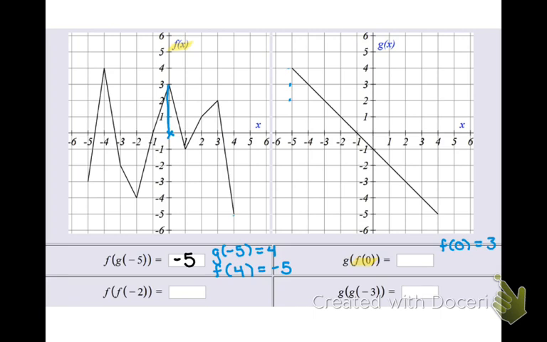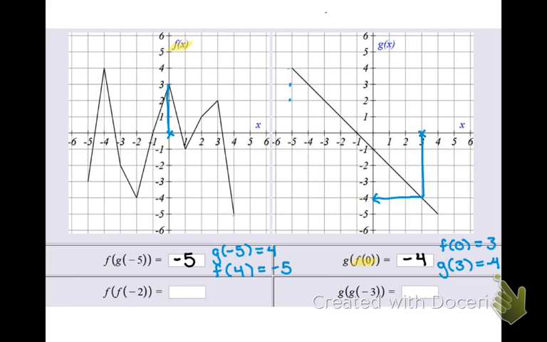Now my outside function is g, so I'm going to go over to the g of x graph, look for an x value of 3, follow it down to my graph, and I find out that it has a corresponding y value of -4. So g of 3 gave me an output of -4. So that means that g of f of 0 is equal to -4.